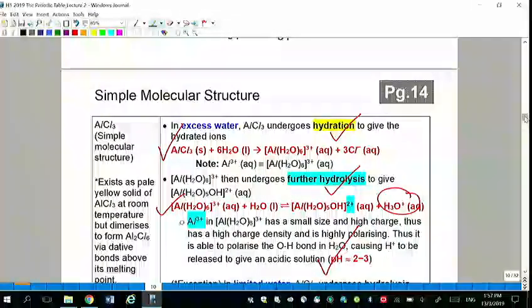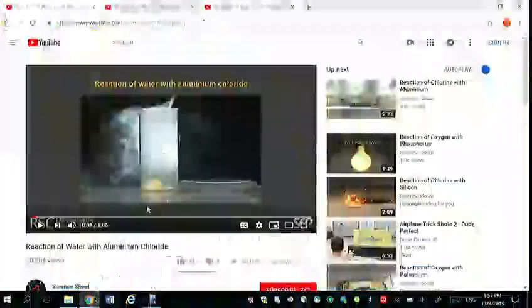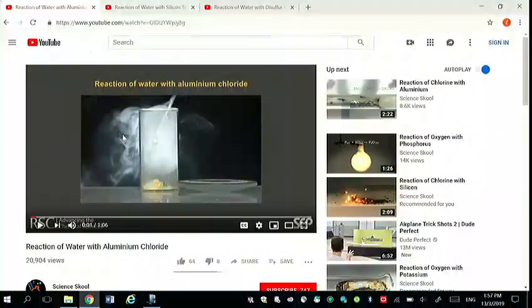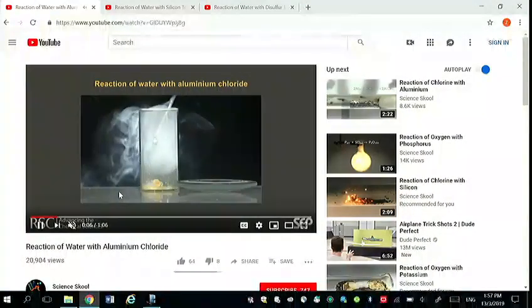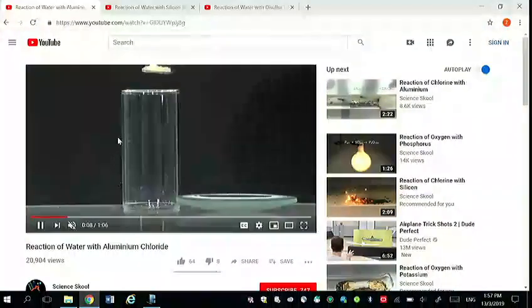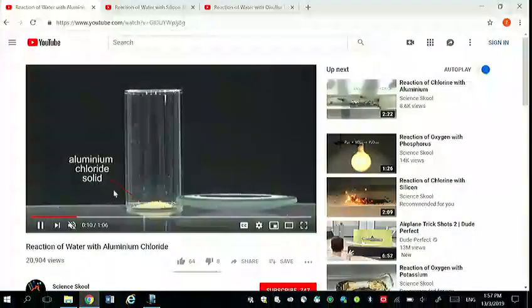Now, let me just show you a quick video of what is happening if you react water with aluminum chloride. Okay, so this is aluminum chloride solid.